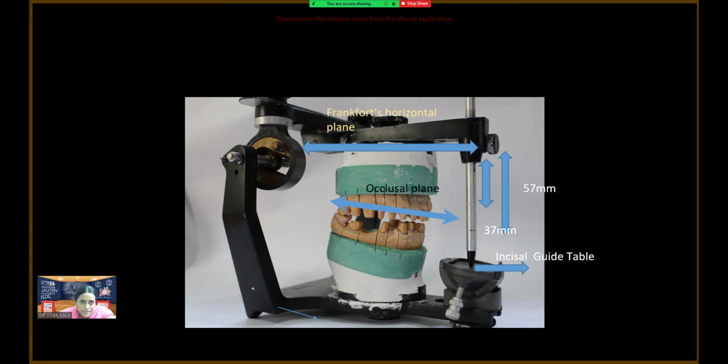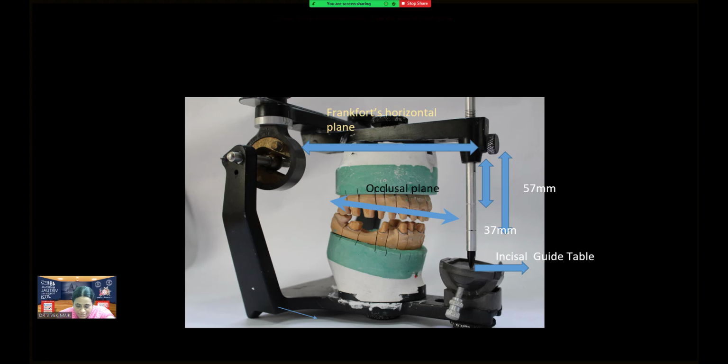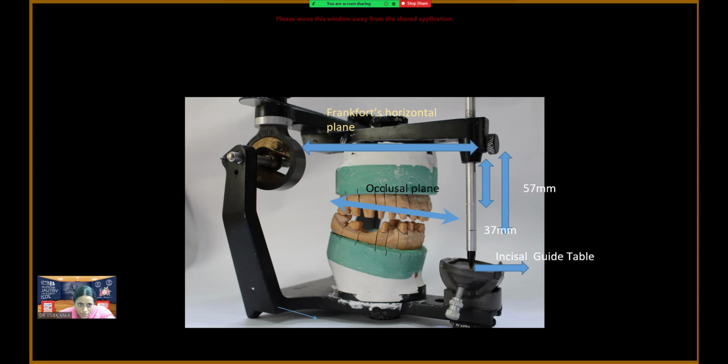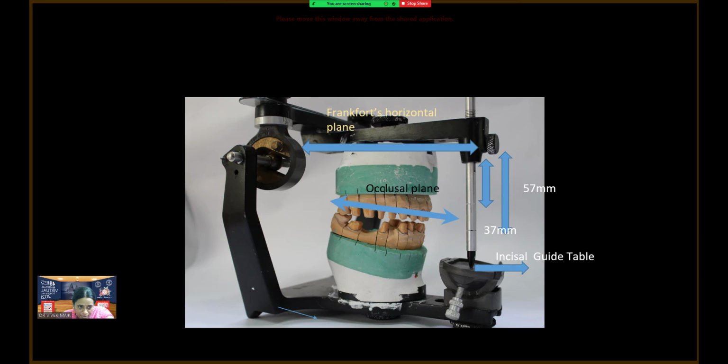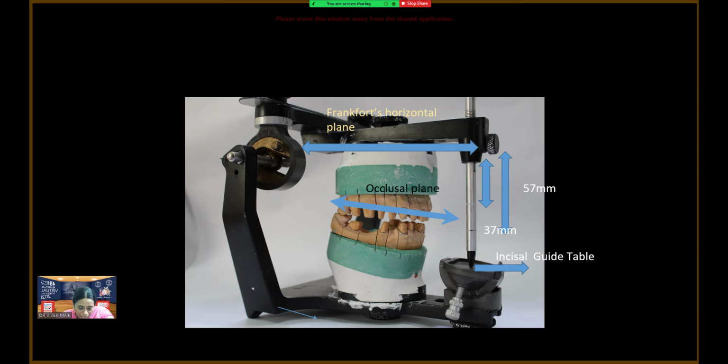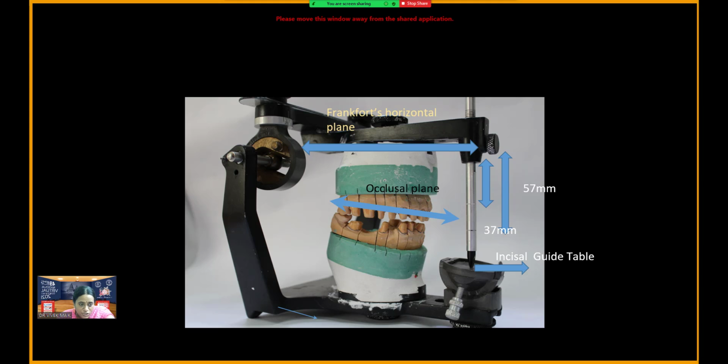This is the Frankfort horizontal plane, which is used to establish the occlusal plane, and it should be parallel to the floor. The Frankfort horizontal plane and the occlusal plane are shown in this picture, and the 37 millimeter line is the normal line which is used to orient the cast of the maxilla in relation to the Bonwill triangle. The 57 millimeter line is known as the Camper's sign, which is used in the semi-adjustable articulator as a guide to transfer the position of the maxilla to the TMJ and also to orient the upper incisal plane in relation to Camper's line.